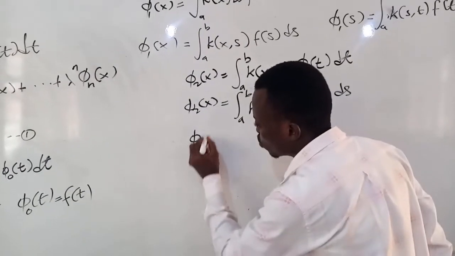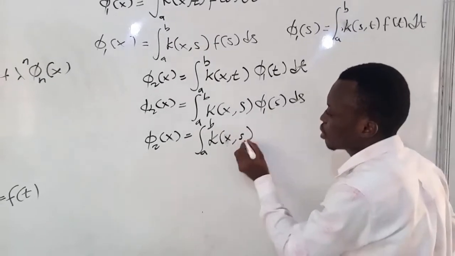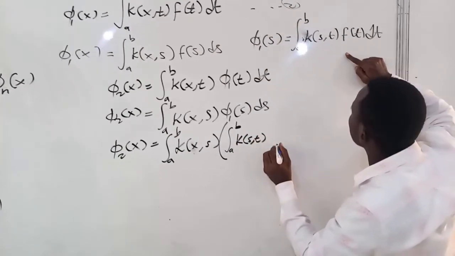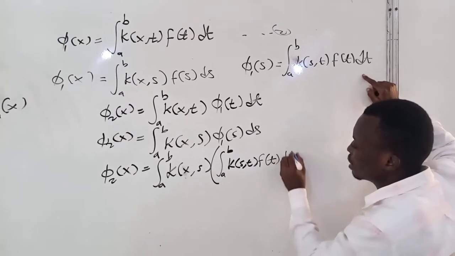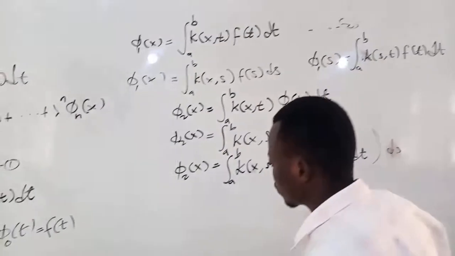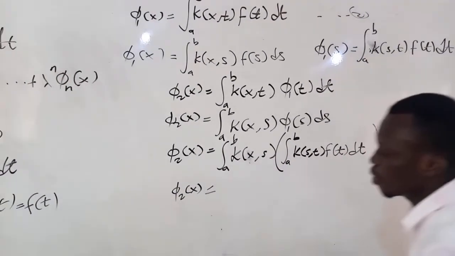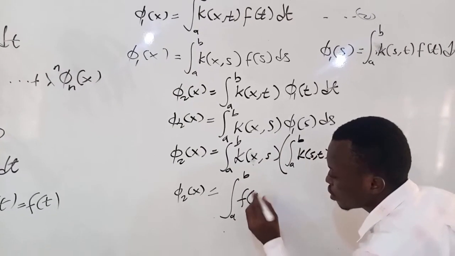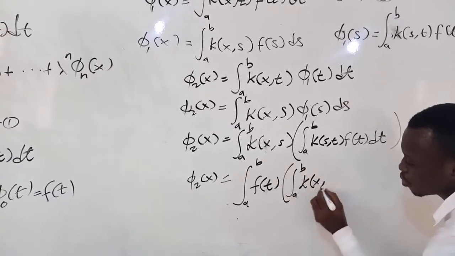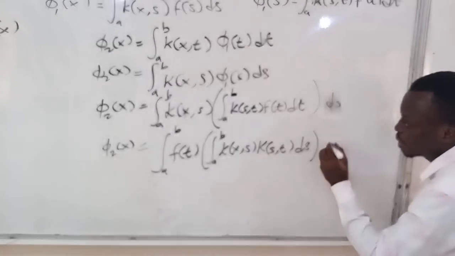We are going to have phi 2 of s to be equal to integral from a to b k of s, s into bracket integral from a to b k of s t f of t dt. Then we have my ds here. Then this same phi 2 of s can be rewritten as, we can send this one inside and bring the dt out. We are going to have integral from a to b f of t into bracket integral from a to b k of s comma s, then k of s comma t ds. Then my dt comes outside.